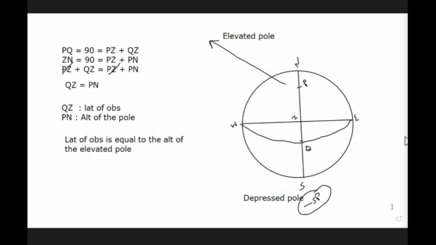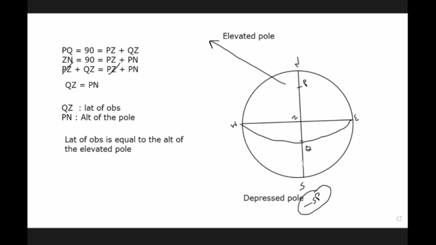So latitude of observer is equal to the altitude of the elevated pole. This is the base on which we do Polaris calculation, but that is later. Here we need it because we need it for the PZX triangle. यहाँ तक किसी को कोई दिक्कत है तो बोल दो. Correct. In the northern hemisphere, the North Pole is elevated. In the southern hemisphere, the North Pole is the depressed pole. In the southern hemisphere, the South Pole will be the elevated pole.